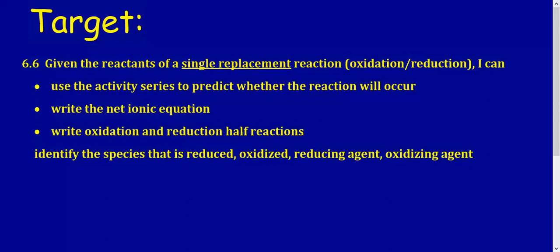Target 6.6. Given the reactants of a single replacement reaction, I can use the activity series to predict whether the reaction will occur, write the net ionic equation, write oxidation reduction half reactions, identify the species that is reduced, oxidized, the reducing agent, and the oxidizing agent.